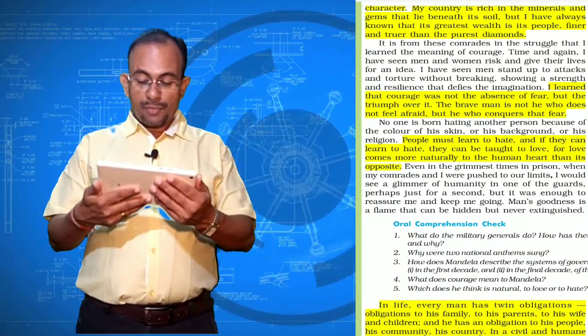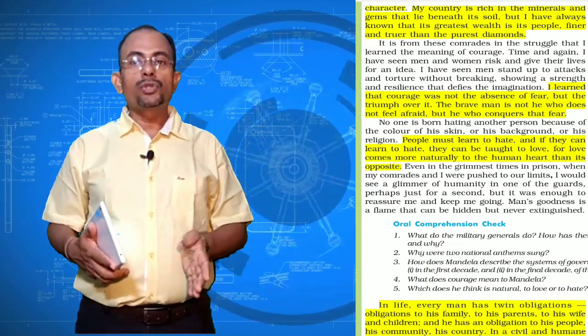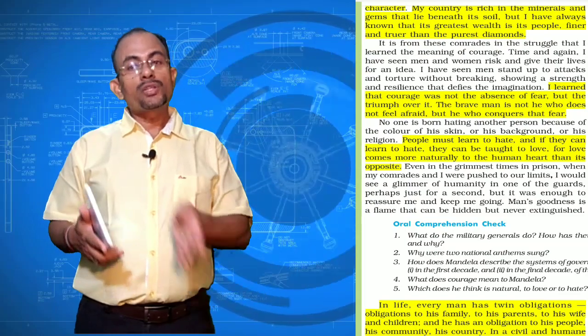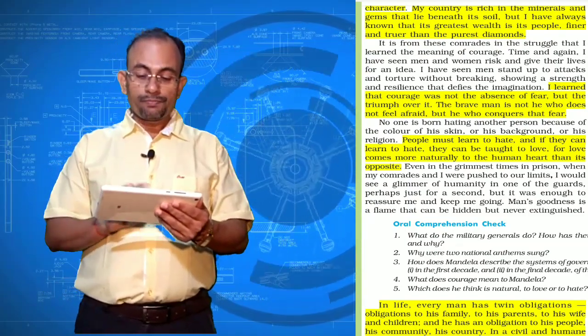Next highlighted part, you see, "In life every man has twin obligations." Mandela then speaks about twin obligations towards one's family and towards one's community or society he belongs to.